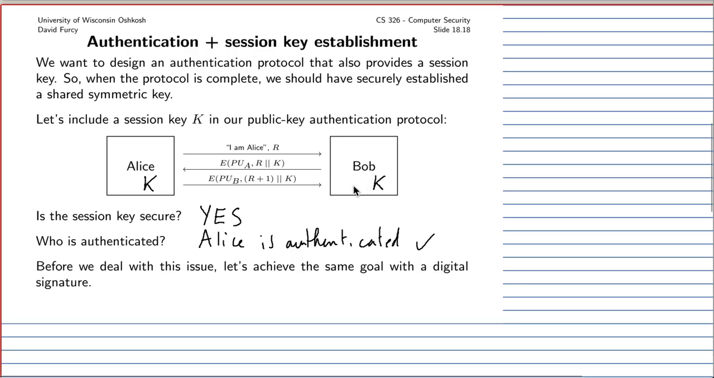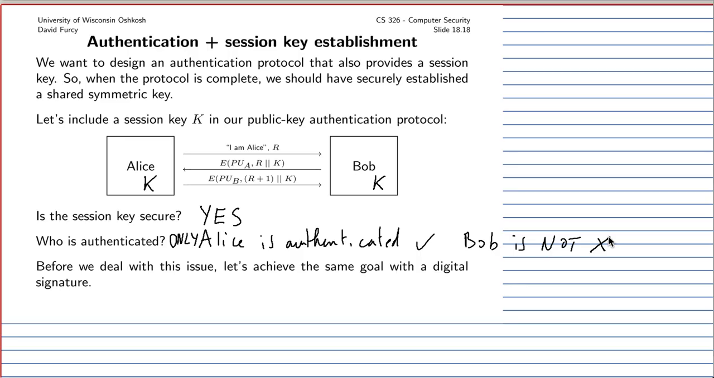On the other hand, it doesn't appear that Bob is sending a different nonce to Alice, but in fact, the key K is serving as Bob's nonce or challenge to Alice. And this is the response from Alice. So in this case, only Alice is authenticated. So Bob is not authenticated. So that's one weakness of this protocol.